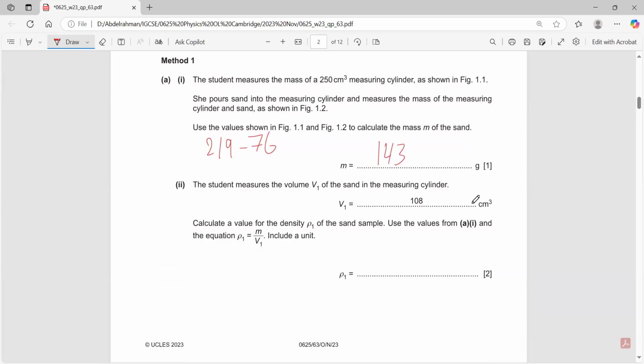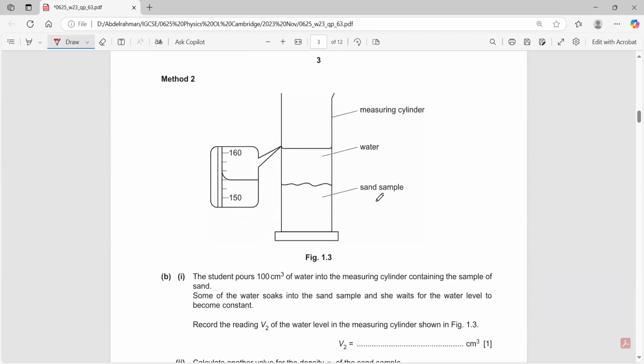And then the volume of this sand was 108. Can I find the density? Yes. So it's 143 divided by 108, which is 1.32. Do not forget the unit, grams per centimeters cubed. Not bad. Method 2.